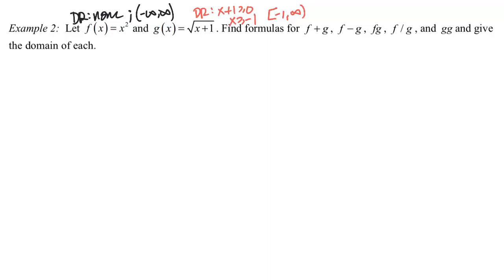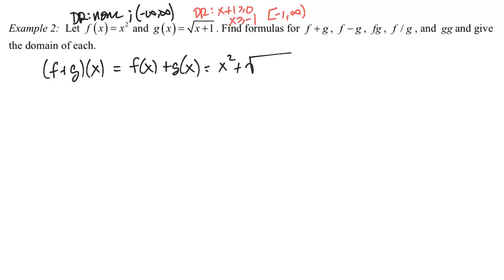Let's start with f plus g. And so I'm going to write this using our notation from example 1, f plus g of x, which we know from example 1 is just equal to f of x plus g of x. And what is f of x? f of x is equal to x squared, and so I'm just going to substitute that in for f of x. And g of x is the square root of x plus 1. And so there's my equation, my function for f plus g of x.